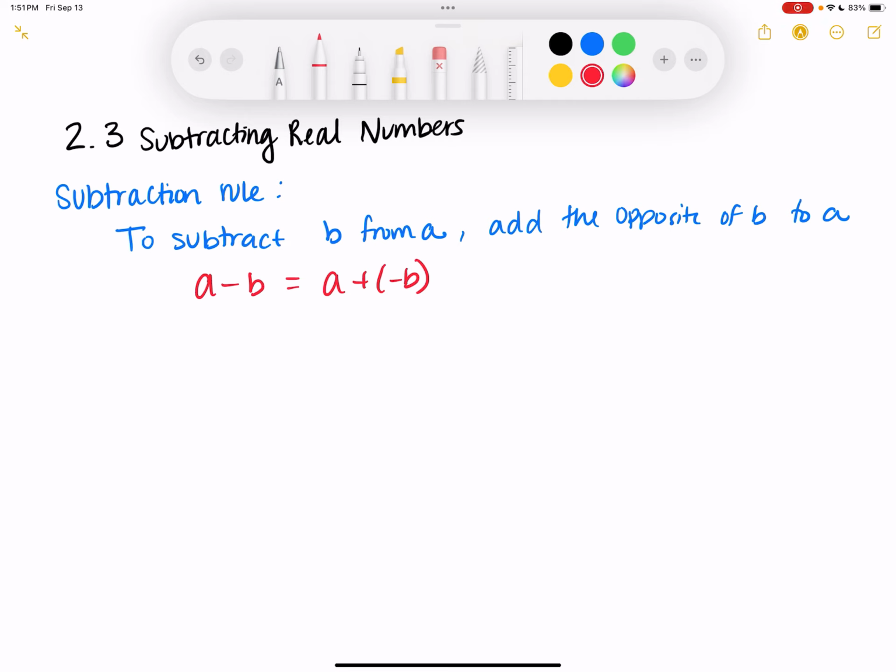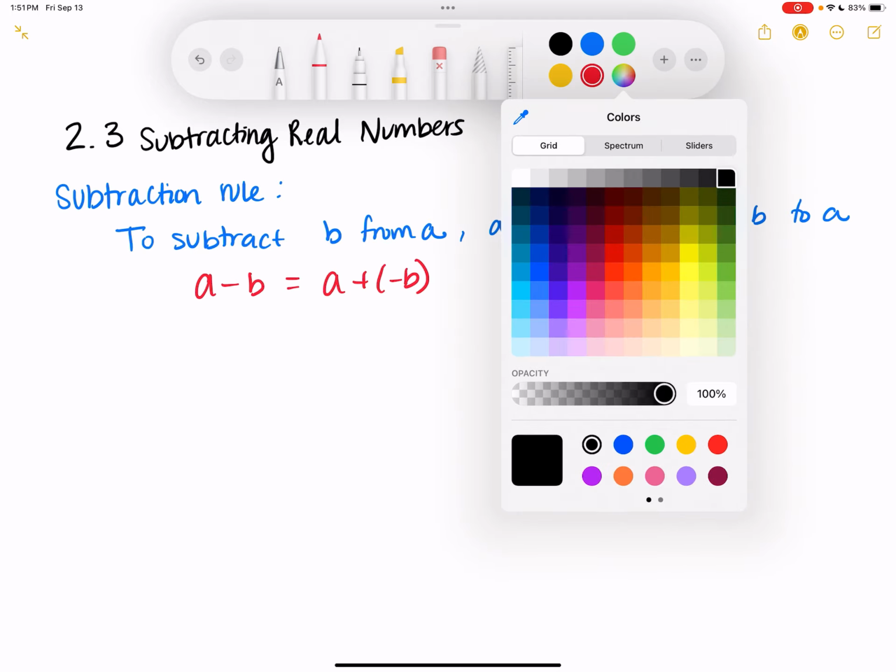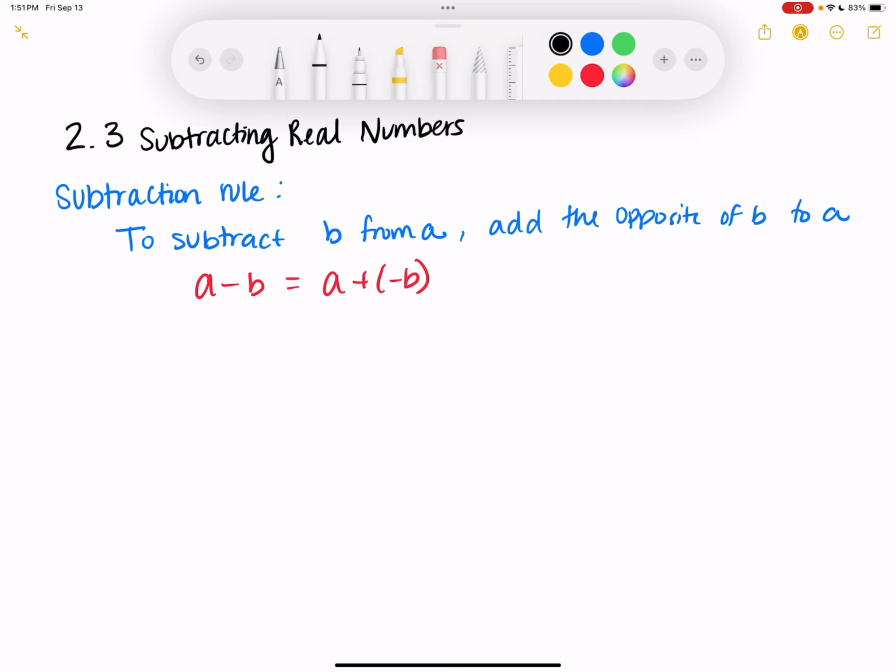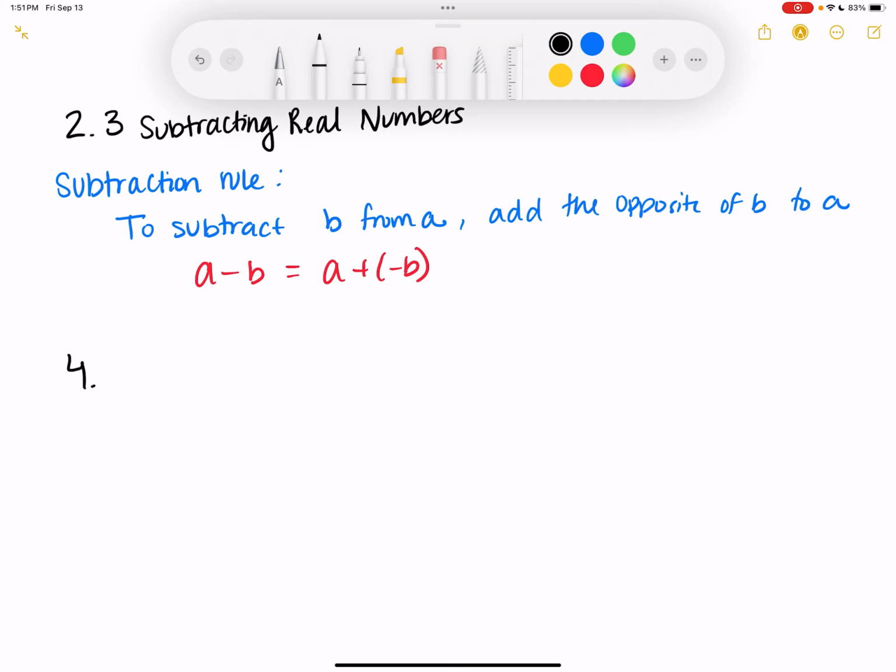So again, a lot of this section is going to be more mental math type stuff. They're quick answers. There's not really any other notes because this just ties in with what we did yesterday. So starting with number 4, find the difference. 16 minus 32.